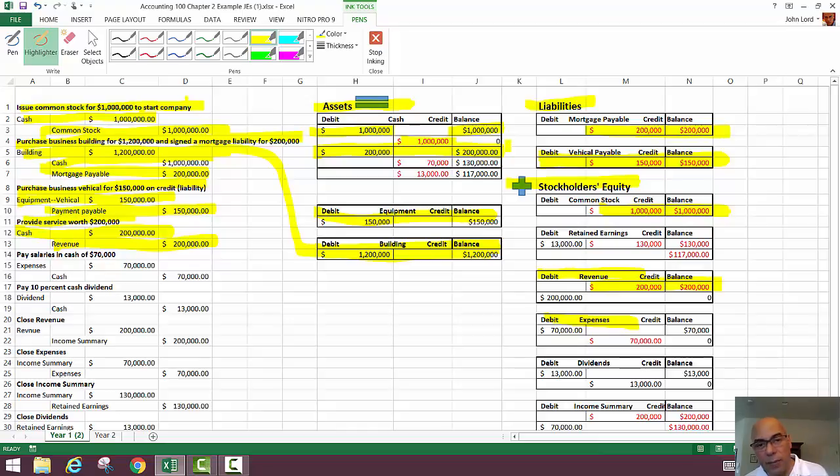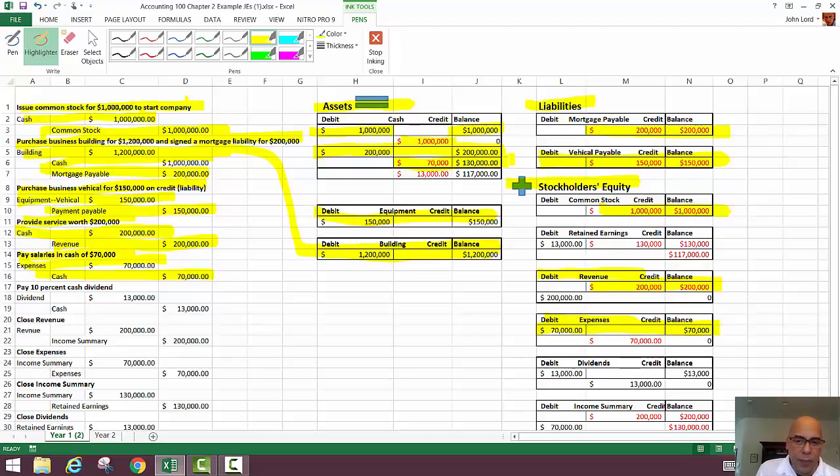But of course, I have to pay my expenses. I have to pay my DJs or my delivery guys or whoever it is that I'm paying to help me out in this business. And so what happens? I pay them $70,000 in cash for salaries. Salary is considered an expense. So I'm going to debit my expenses for $70,000. Debit the expenses, and credit the cash. So now I'm down to $130,000 cash.